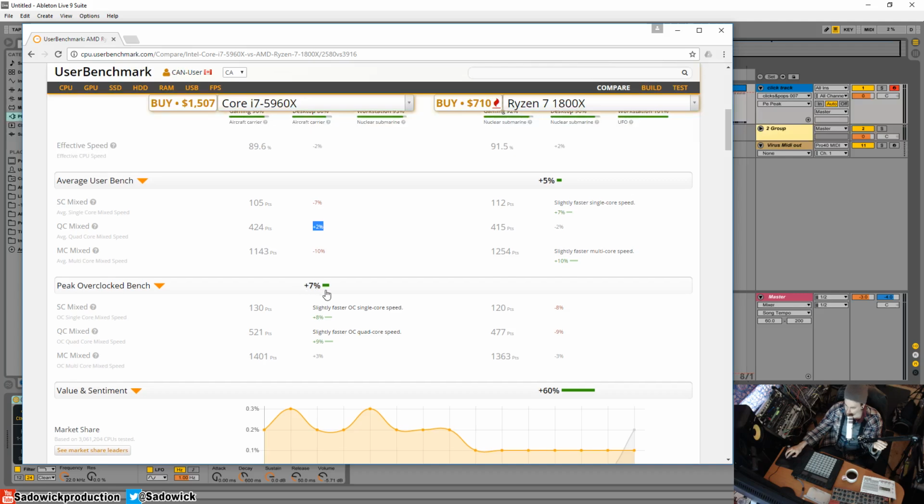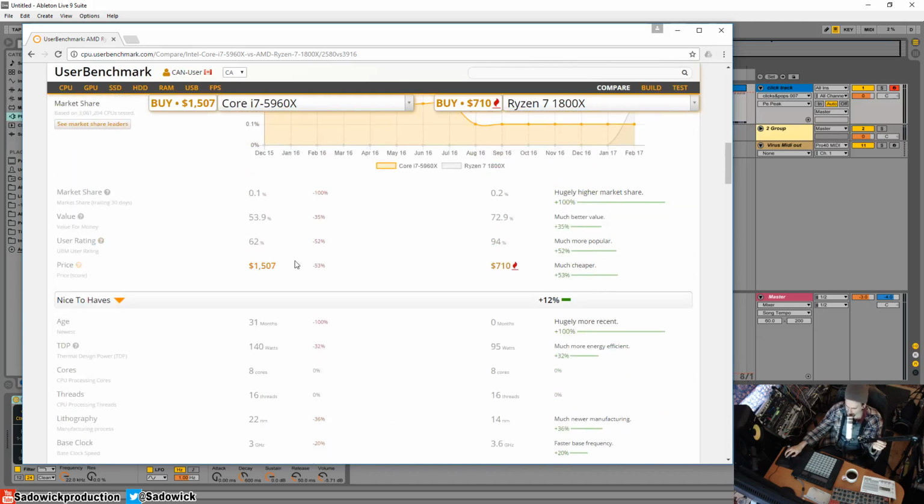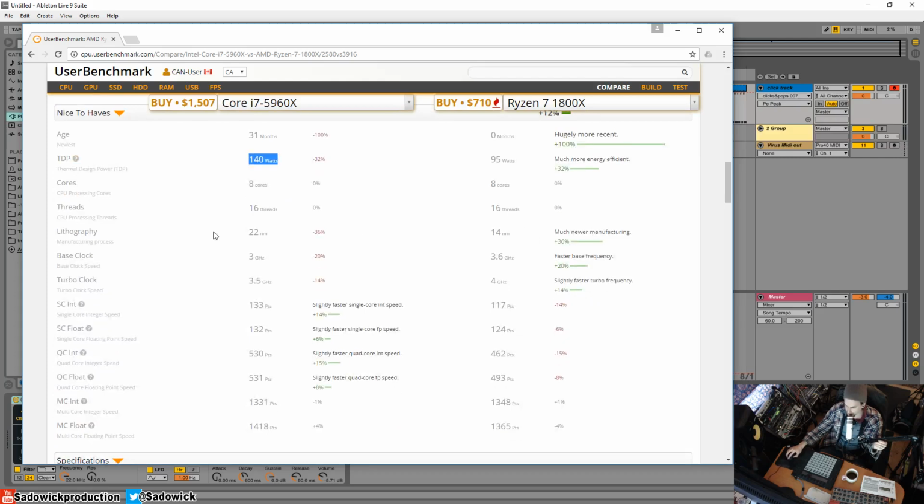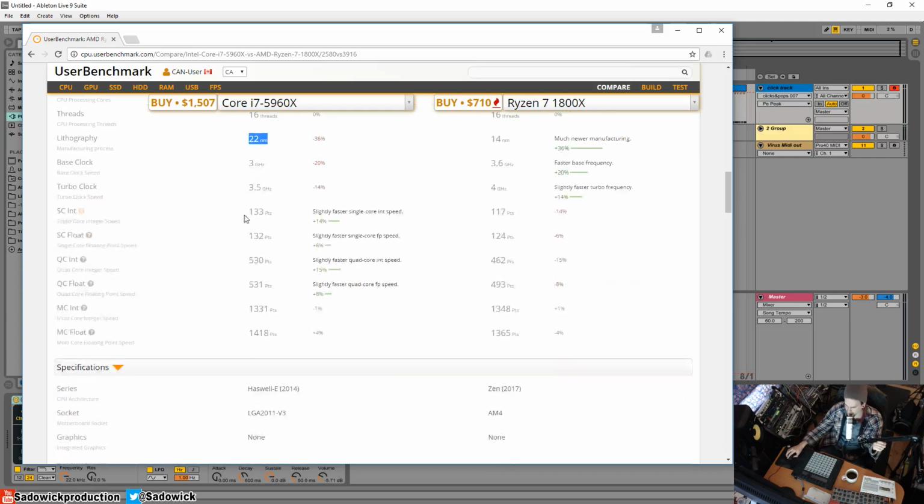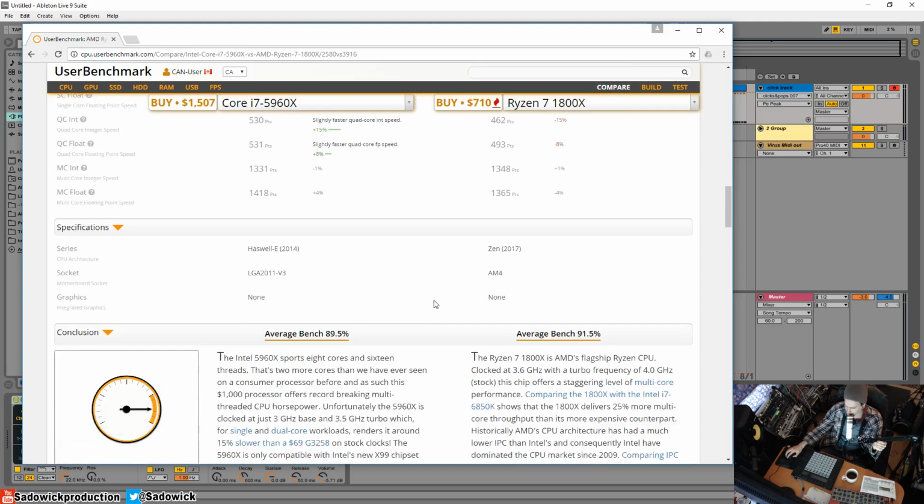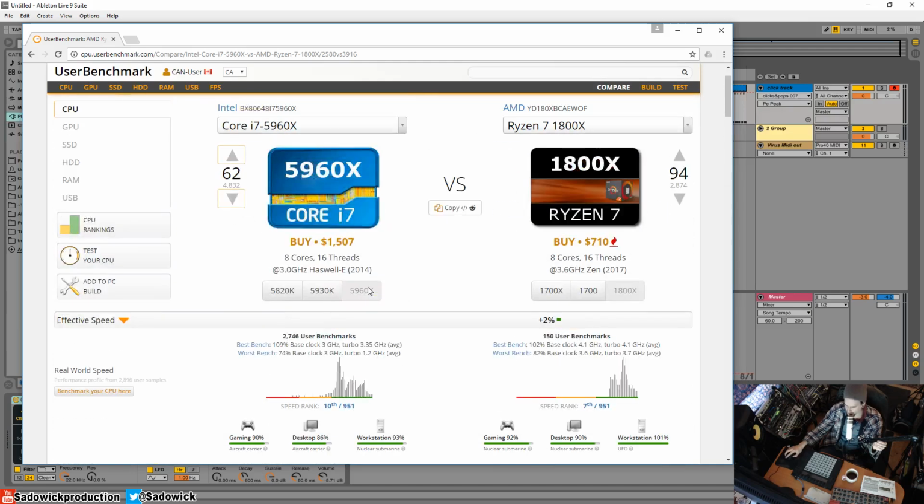The 5960X has better overclocking, whatever. And price, obviously, is an important factor. The 5960X is 31 months old. It operates at a higher wattage. Same cores, same threads, but different lithography: the 22 nanometer process versus the 14 nanometer process. That doesn't really matter, but it might be why AMD is pushing faster speeds. So this tells you a basic rundown of what you're comparing.